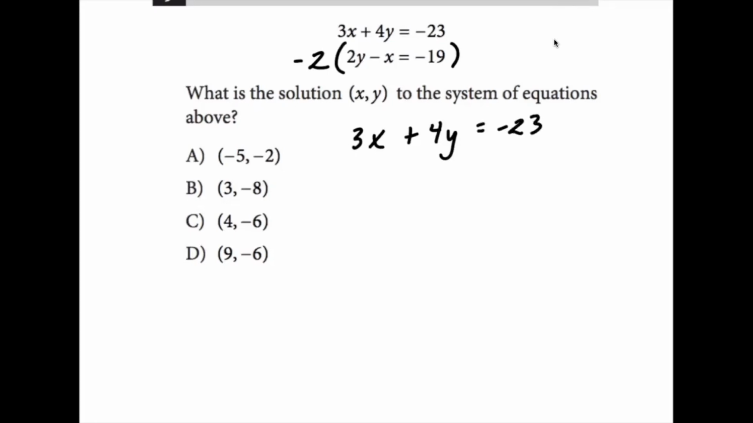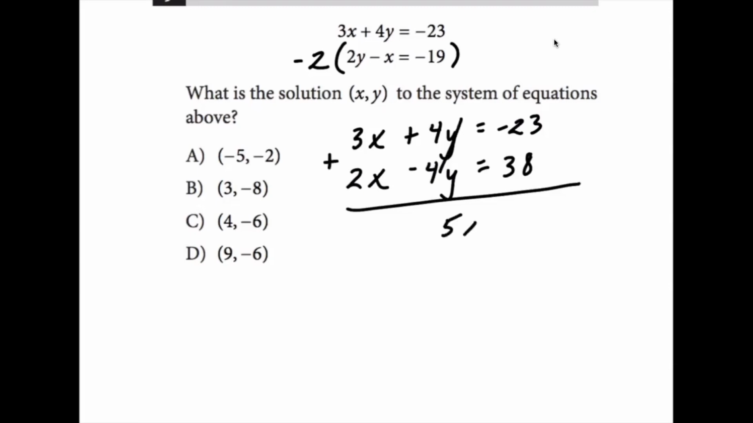I'm going to distribute the -2 to the second equation, and I am going to line my terms up as I'm doing that. So I'm going to get -4y, -2 times -x is positive 2x, and then -2 times -19 is positive 38. Then you're just adding these. Your y terms cancel. You have 5x equals positive 15. That means that x is 3.